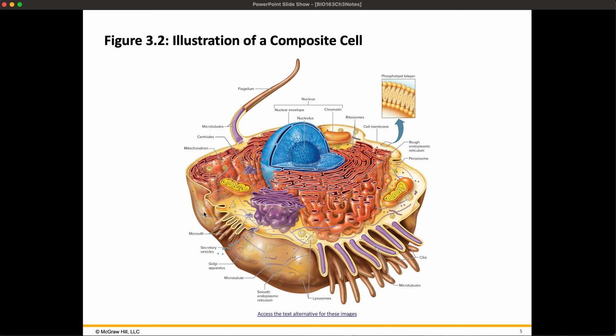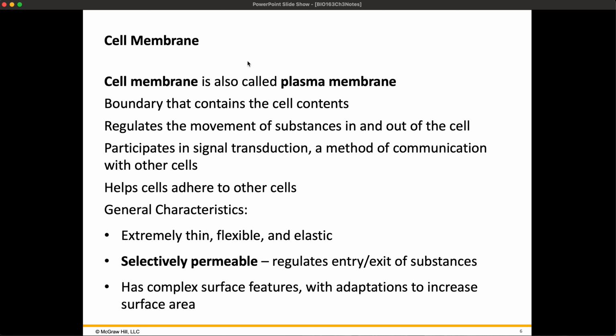Here's an image of just a generalized cell. We're going to get into what all these structures look like, both here in lecture, where we'll get into their functions, and in lab, where we'll definitely get into identifying these different features. But you can see that they have projections on the outside, on the inside, all centered around this nucleus. So the cell membrane, that's also called your plasma membrane.